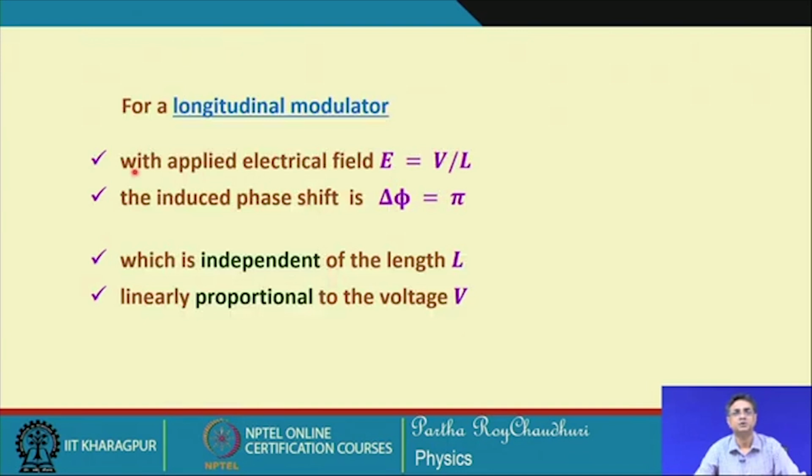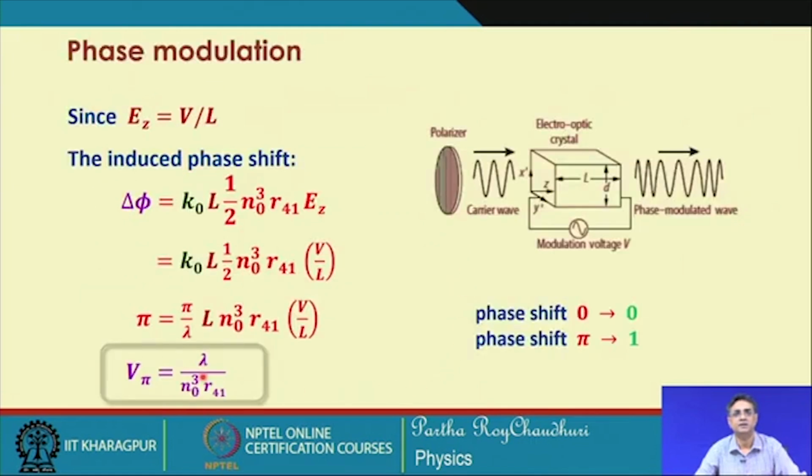So, we find that with the applied electric field V by L, the modulator, the induced phase shift del phi is equal to pi, that is the requirement for switching. You can see that it does not involve any L or any other quantity. It is only the wavelength, the original refractive index, and the electro-optic coefficient. So, it does not involve any other thing.